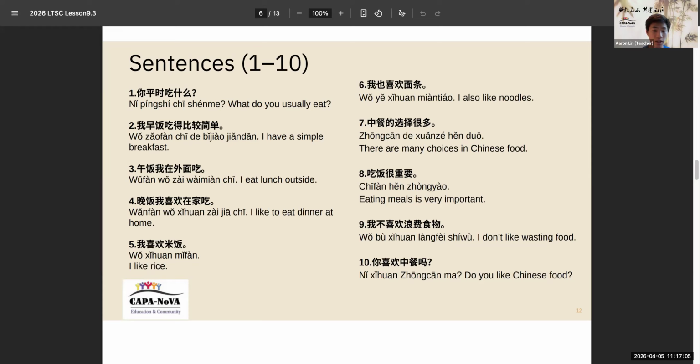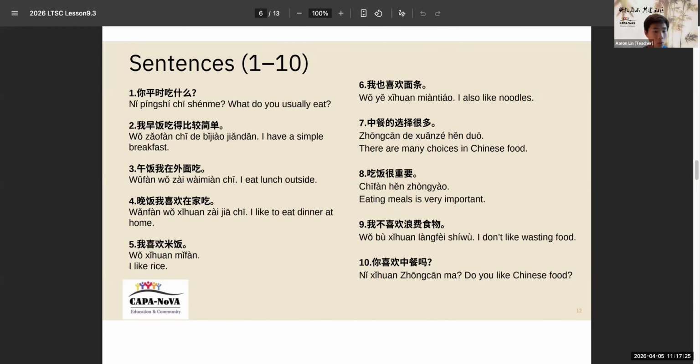Number 4, 晚饭我喜欢在家吃. This means I like to eat dinner at home.